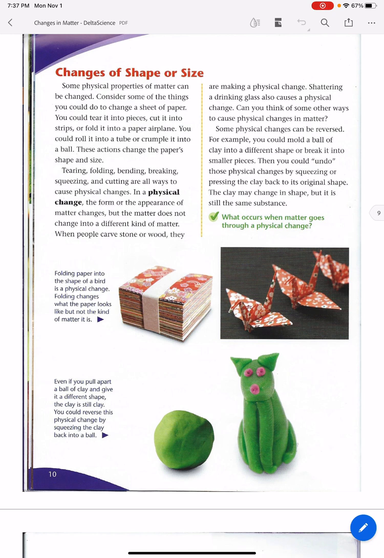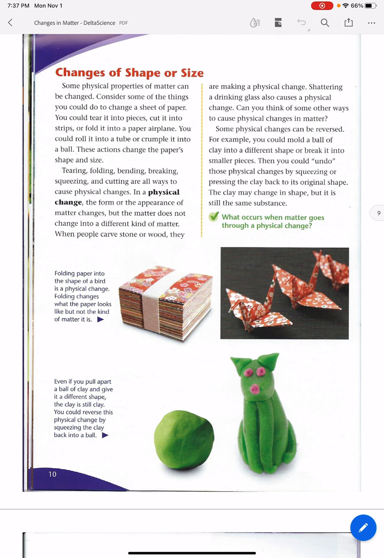Changes of shape or size. Some physical properties of matter can be changed. Consider some of the things you could do to change a sheet of paper. You could tear it into pieces, cut it into strips, or fold it into a paper airplane. You could roll it into a tube or crumple it into a ball. These actions change the paper's shape and size.